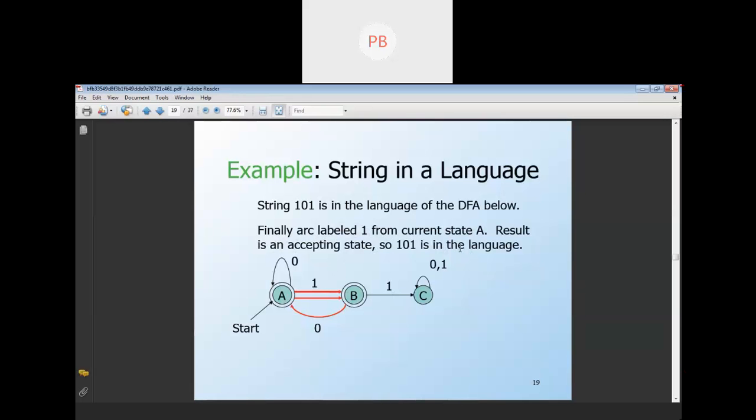So 101 is in the language. That means the string generated from this language is acceptable by the DFA. Or in other words, we can say that if the string is accepted by the DFA, the string is within the language.